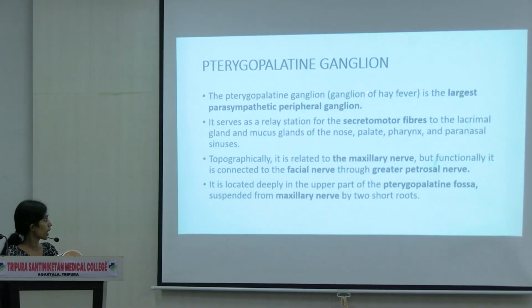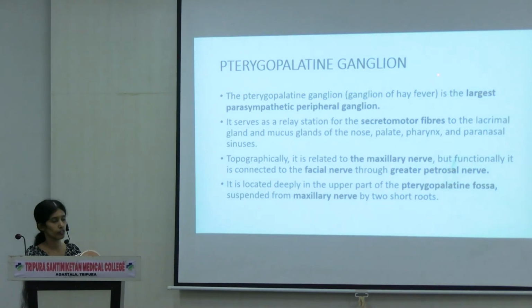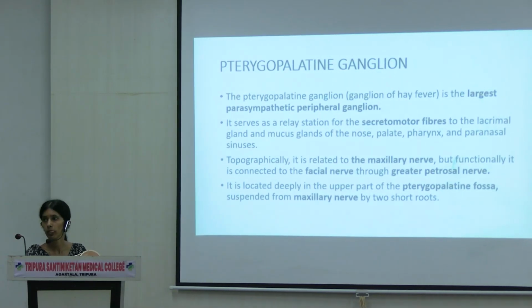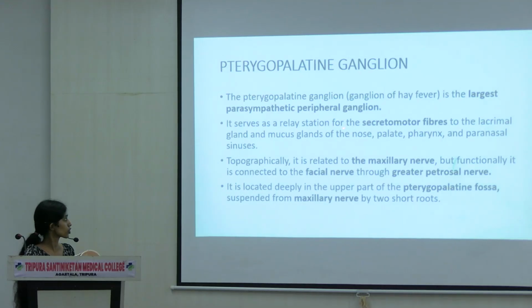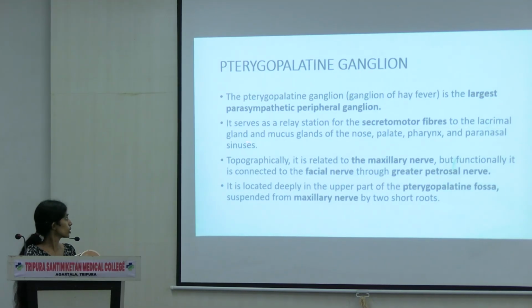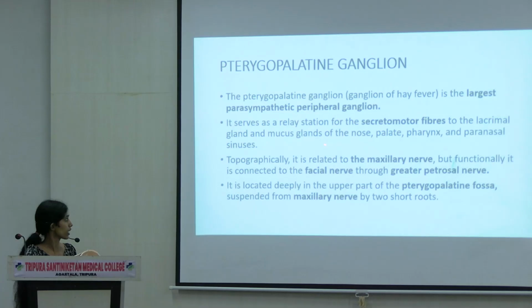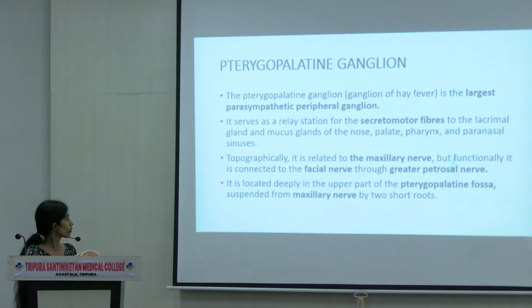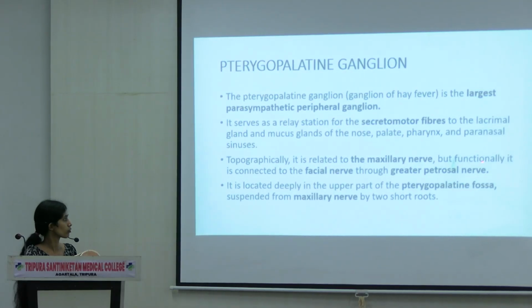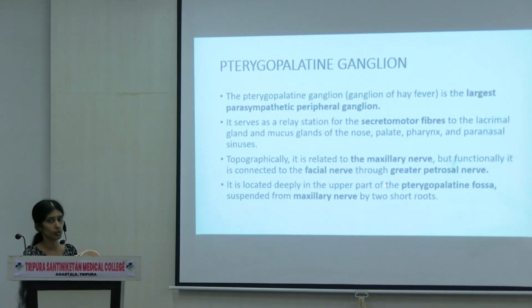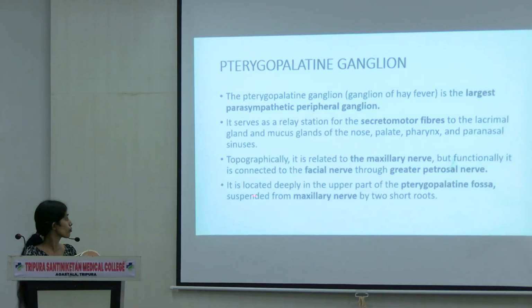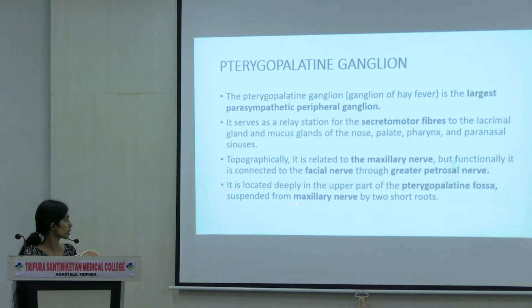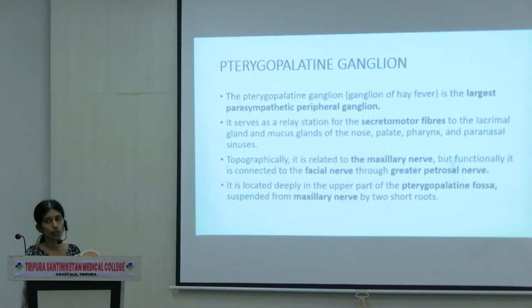So the Pterygopalatine ganglion, which is also known as the ganglion of hay fever, is the largest parasympathetic peripheral ganglion. It serves as a relay station for the secretomotor fibers to the lacrimal gland and also mucous glands of the nose, palate, pharynx and paranasal sinuses. Topographically, it is related to the maxillary nerve, but functionally it is connected to the facial nerve through the greater petrosal nerve. It is located deeply in the upper part of the Pterygopalatine fossa and it is suspended from the maxillary nerve by two short roots.